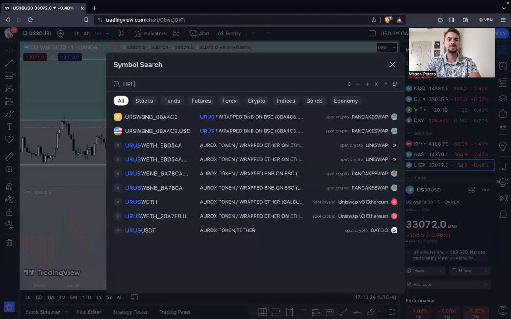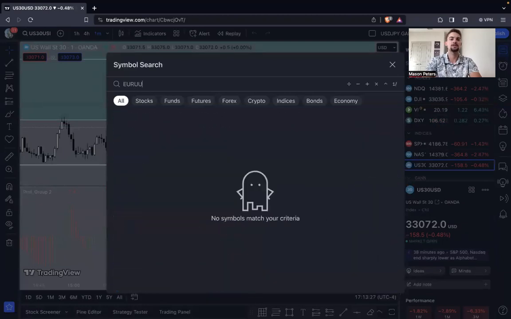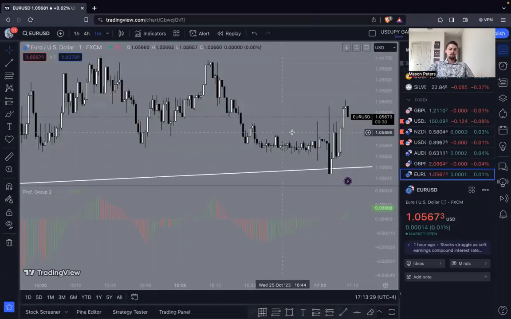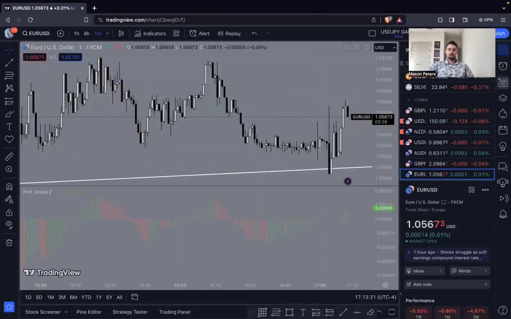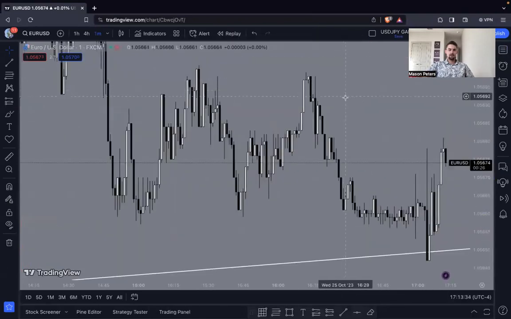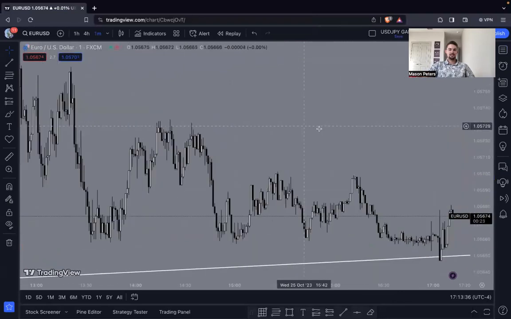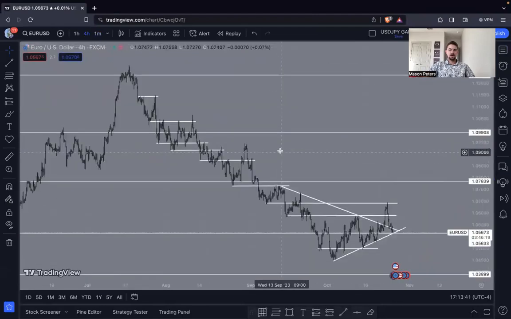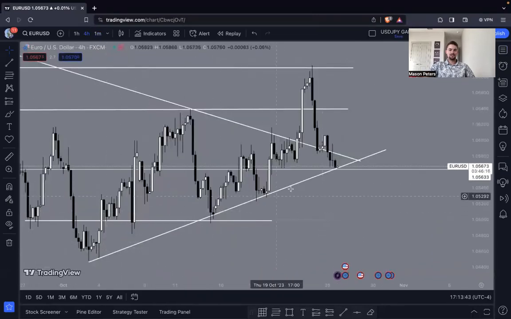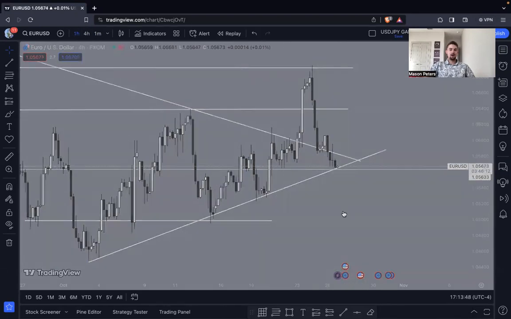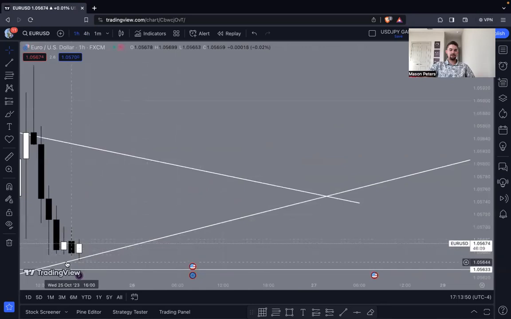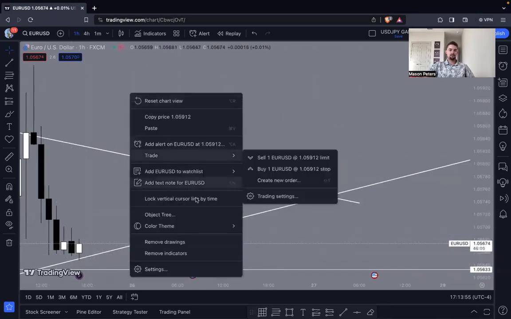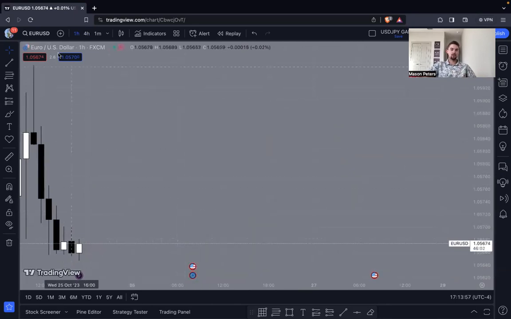So Euro USD, there we go. All right. And let's go ahead and get rid of all the markings. You know what's actually funny? I did a lesson on trend lines, and this trend line that I drew from the previous lesson just now got hit. And on the 1-hour time frame, you can see that it's wicking this level at 105. But regardless, we're going to remove all the drawings.